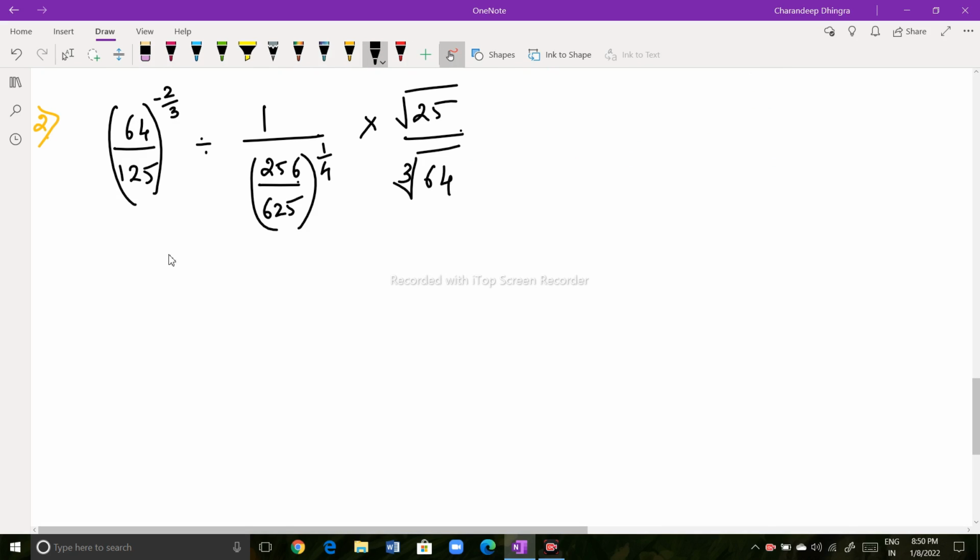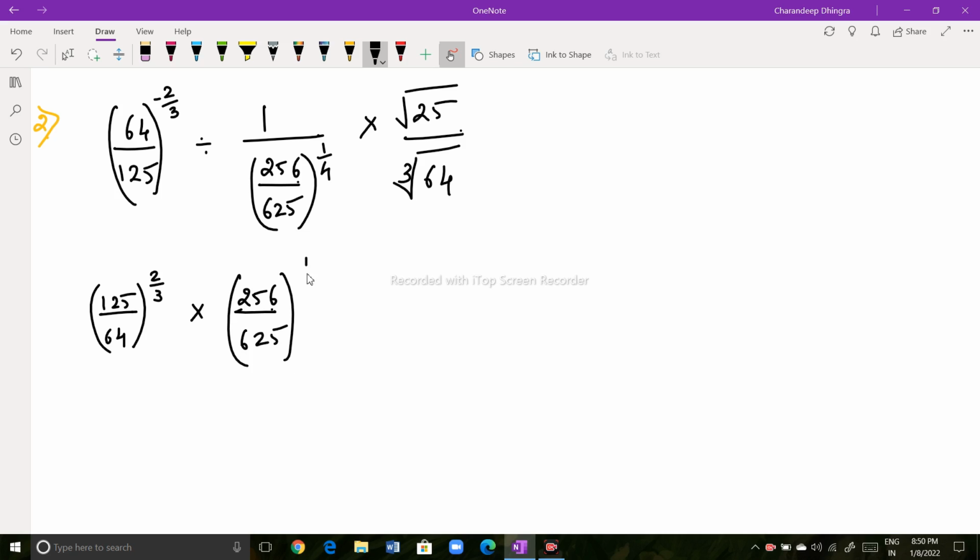So let's start solving this. The first thing we'll do is, since this is a negative sign, I can just take the reciprocal of this. So I'll write 125 by 64 raised to 2 by 3, just to make things simpler. This division I can write as multiplication, and I can reverse this. So 625 comes up and 256 comes down, but since we are multiplying, 256 upon 625 raised to 1 by 4, because this is division, becomes multiplication, so this gets reversed. So 625 comes here and 256 comes here, right?